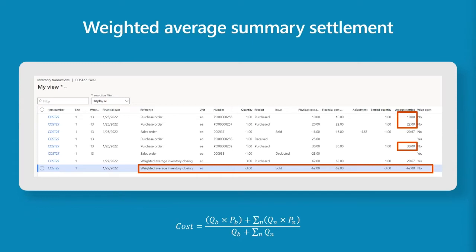The weighted average cost is equal to the beginning quantity times the beginning price, plus the sum of each receipt quantity times its receipt price, all divided by the beginning quantity plus the sum of the receipt quantity.